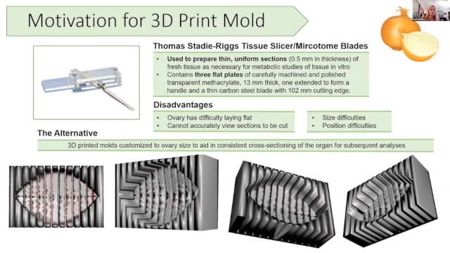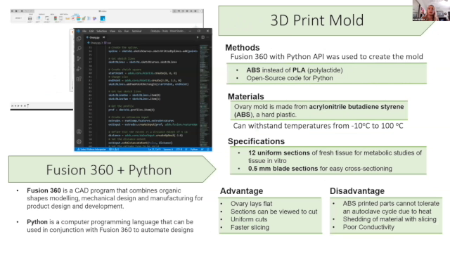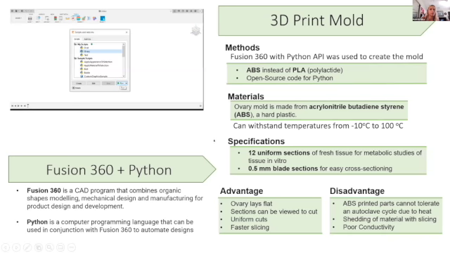So the alternative was to create 3D printed molds customized to ovary size to aid in consistent cross-sectioning for subsequent analysis. So I created the 3D print mold using Fusion 360, which is a computer-aided design program that combines shape modeling with mechanical design and manufacturing for product design and development. Python is what I use to automate the mold, as seen here, and you can view the mold running itself.